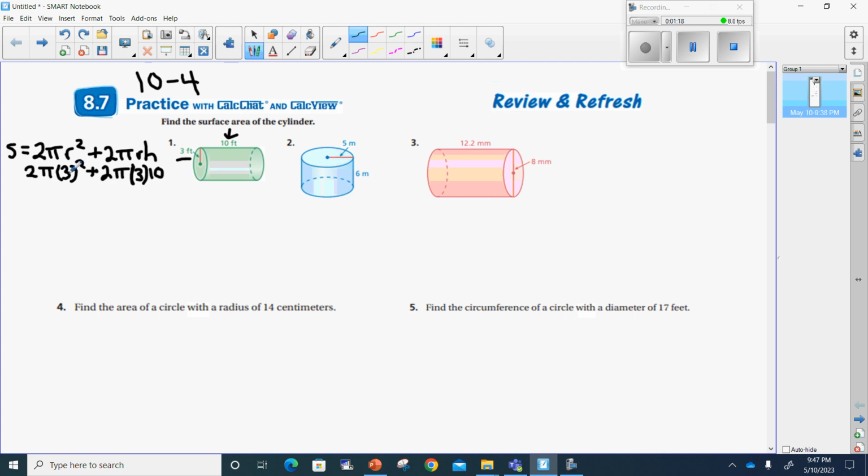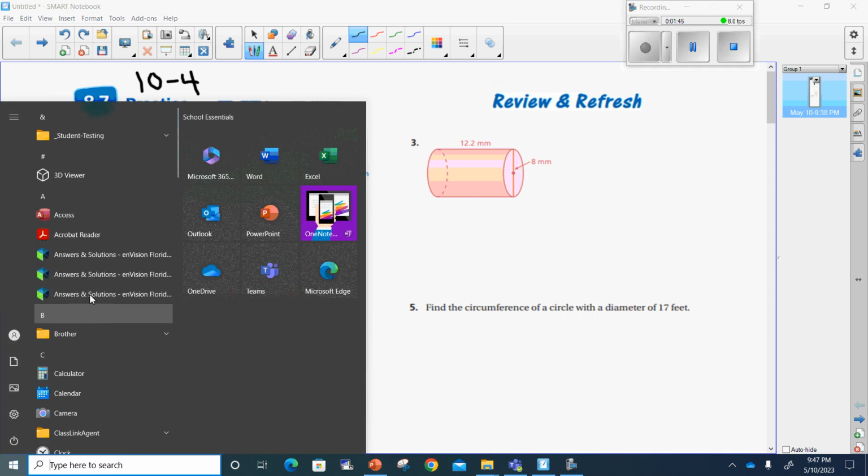Let's combine their numbers. I know 3 times 3 is 9, and 9 times 2 is 18. So this would be 18 pi. And I know 3 times 10 is 30, times 2 is 60. So this would be 60 pi. 18 pi and 60 pi make 78 pi. Now we're going to take 78 and multiply it by pi.